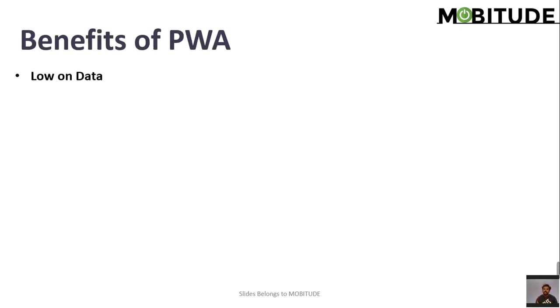Low on data. I showed you that the native or hybrid app will take some MBs, but the progressive application will take it in KBs. So that is low on data, meaning the data is very low, and the space you allocate on your mobile device is also low. No installation is another benefit. There is no need to install them, just open the URL.